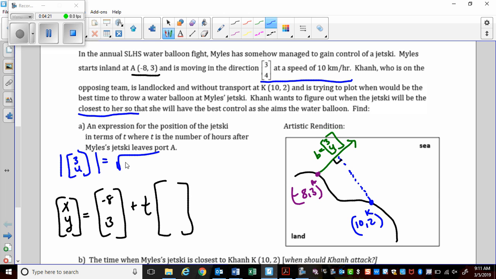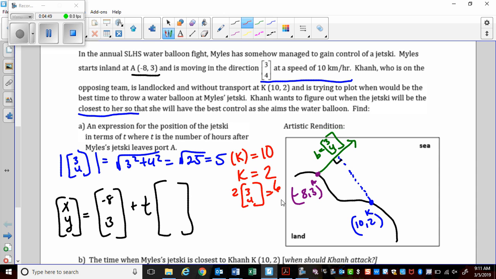The magnitude equals the square root of 3 squared plus 4 squared, which is 9 plus 16, which is the square root of 25, which is actually 5. And we want it to be 10. So I need to multiply it by something to get 10. So I'm going to divide by 5. I'm going to get k has to equal 2. So then I multiply (3, 4) by 2, which gives (6, 8). And that is going to be my velocity vector, (6, 8). And this is my velocity vector.